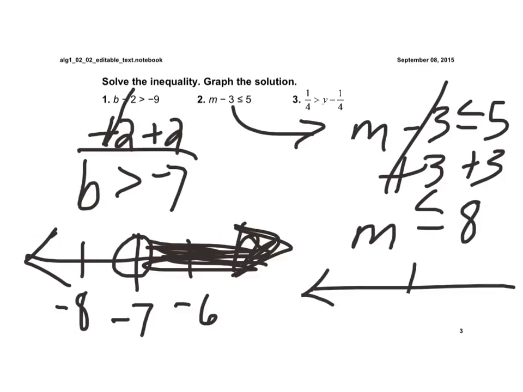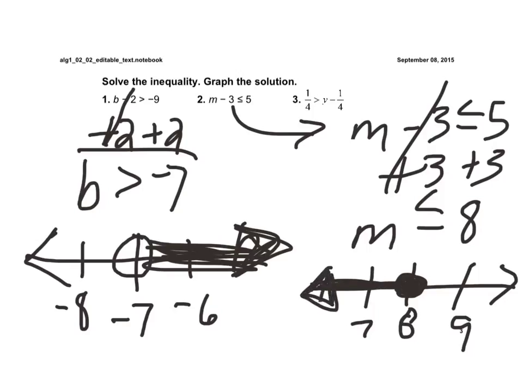So I like to put the 8 in the middle, and then I surround it by 7 and 9. So I have 7, 8, 9. Now this is an equal to, so that means I have to color that dot in, and then it's to the left. So I'm going to shade to the left then. All right. Now I'm going to go ahead and erase these before I do number 3.